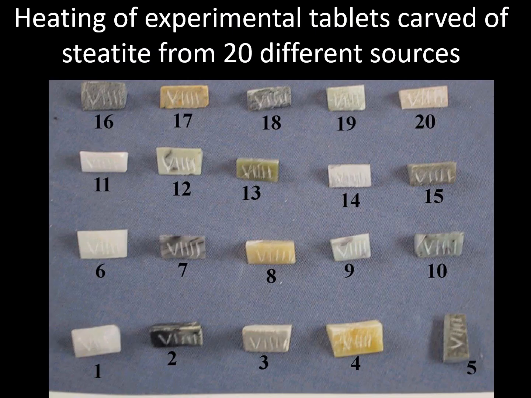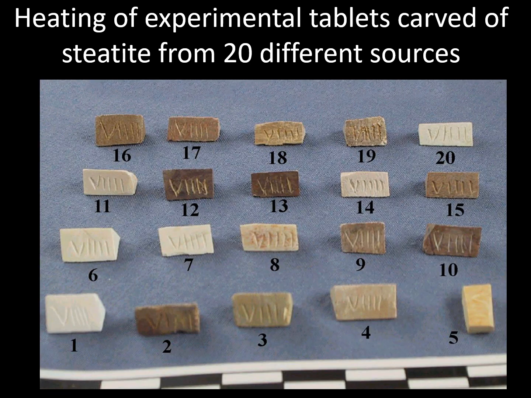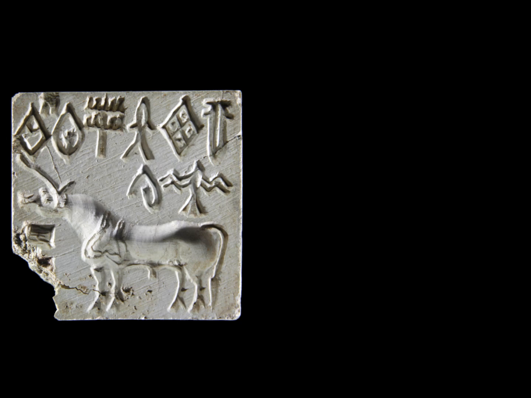But not all steatite turns white. Here I took samples, I carved tablets from 20 different sources, heated them experimentally, and I found that in fact, very few of them turned white. In fact, the ones that did turn white were invariably from sources in northern Pakistan. So I would argue that the reason craftspeople throughout the Indus civilization preferred steatite from sources in northern Pakistan is simply because it fired white.